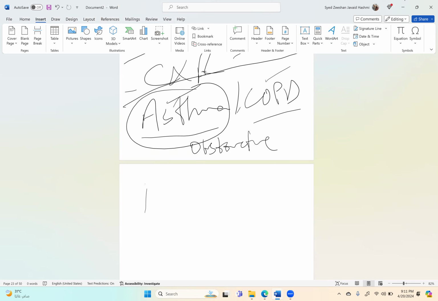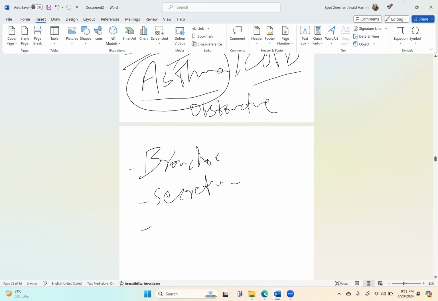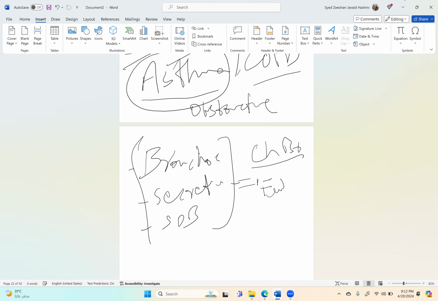There is obstruction, but some things are the same. There is bronchospasm in both of them. There are secretions in both of them. And of course there is shortness of breath in both of them. Usually there is always a reversible component in COPD, because in COPD, whether it is chronic bronchitis or emphysema, there is some reversible component in both.